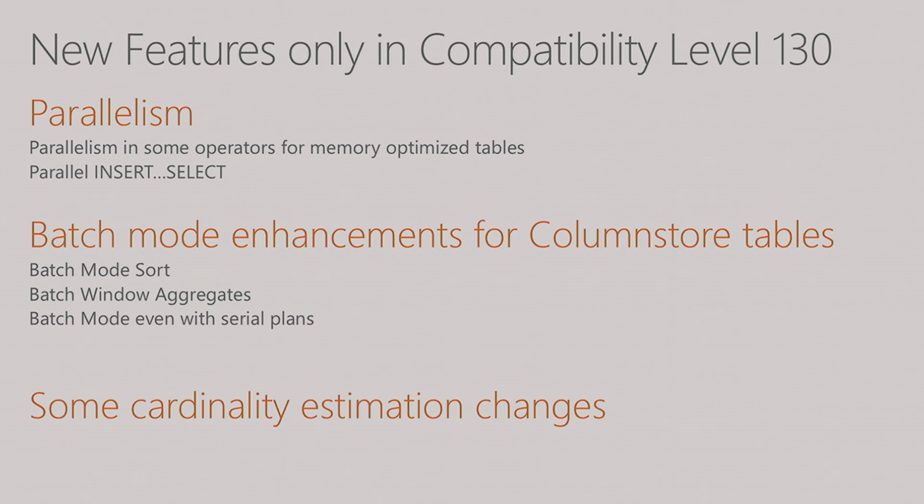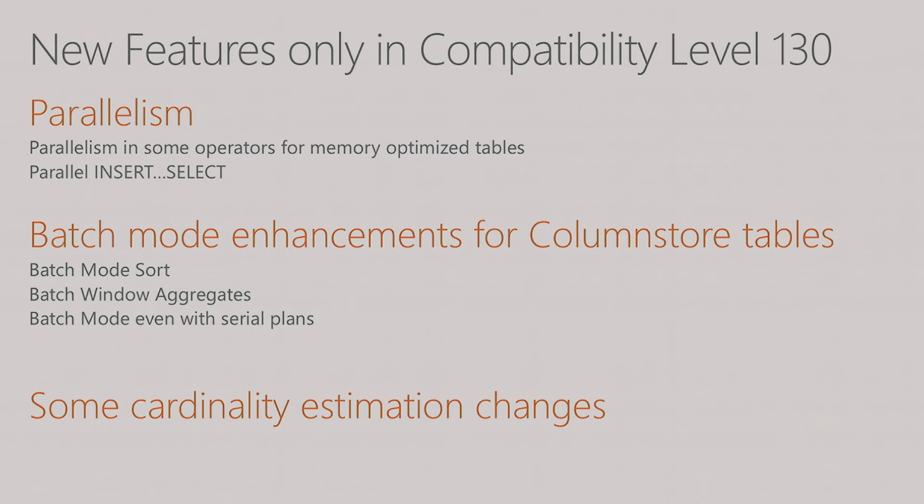For example, we have some great stuff in the form of parallel insert select. I'm going to show you a demo of how this can rapidly improve your data loading performance. That's only available in 130 compatibility level. You also have a lot more support for parallelism within memory optimized operations on memory optimized tables. Again, only available in 130. We have batch mode operations.